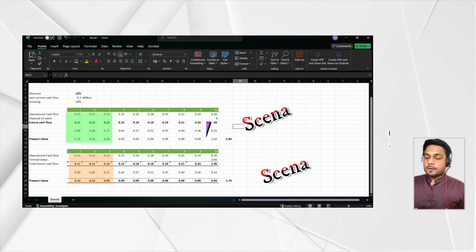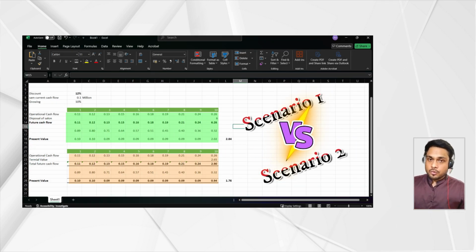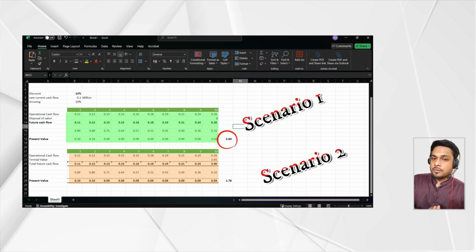Now, if we compare scenario 1 to scenario 2, we get the conclusion that it's better for Bob to sell the salon after year 10. The present value of the salon will be 2.84 million pounds, which is significantly higher compared to scenario 2, where keeping it operational results in a present value of 1.76 million pounds.